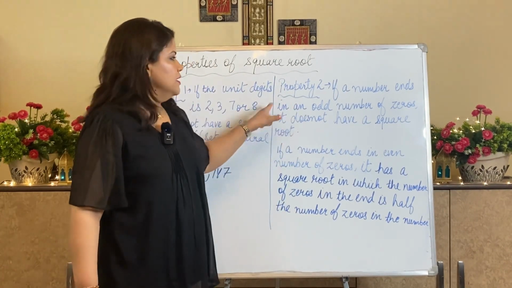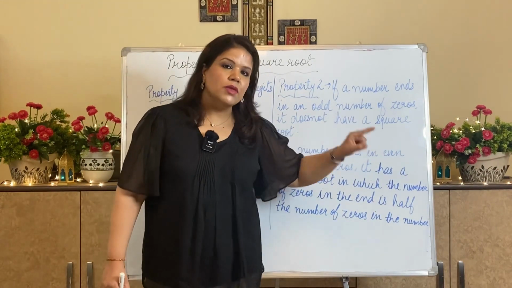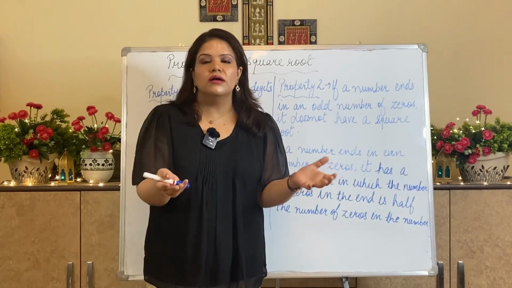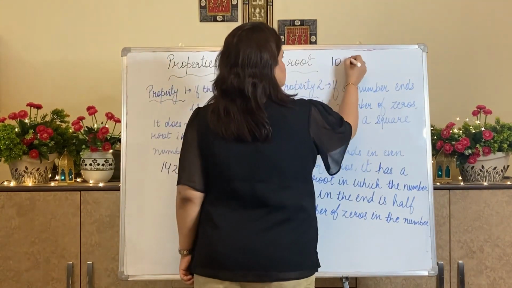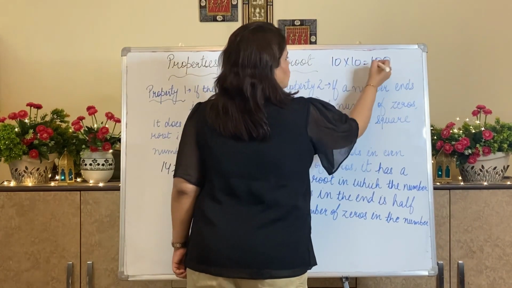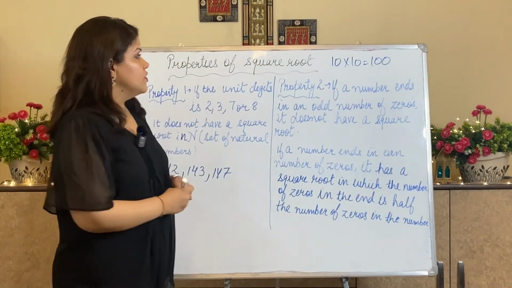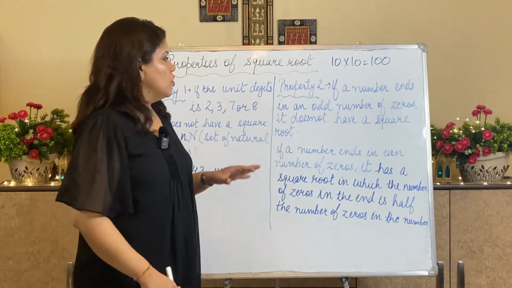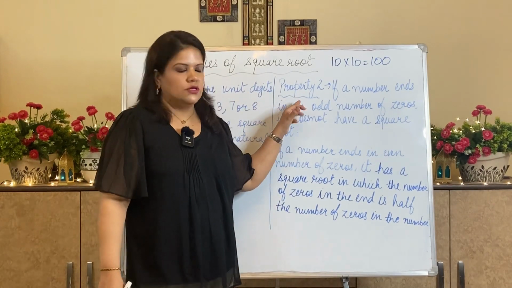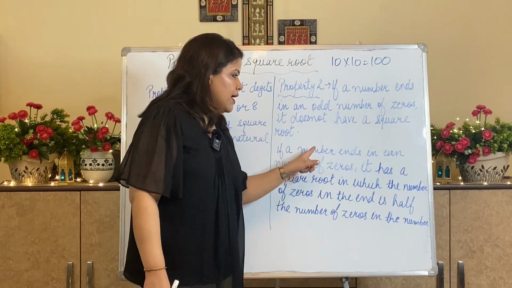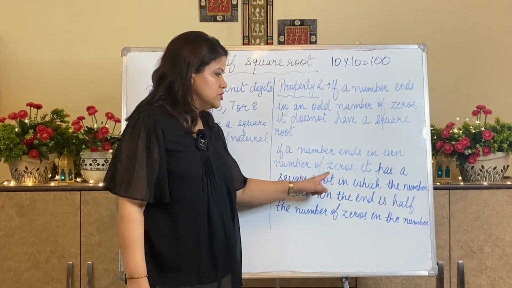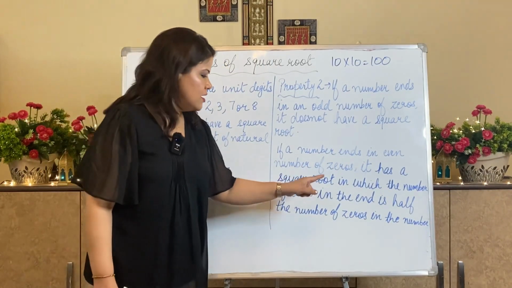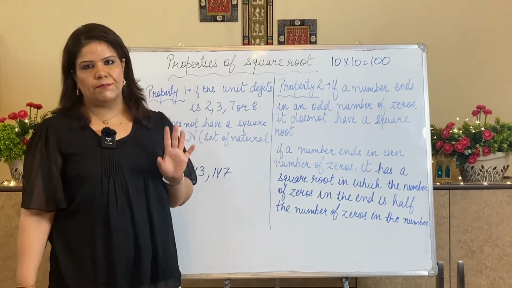What is the second property? If a number ends in odd number of zeros. Odd number of zeros means it is not possible, because if we are multiplying 0 with 0, that means there will be 2 zeros. But if there will be only 1 zero, how can we find the square root? We cannot find the square root of odd number of zeros. But we can find if a number ends in even number of zeros, it has a square root in which the number of zeros in the end is half the number of zeros in the number.